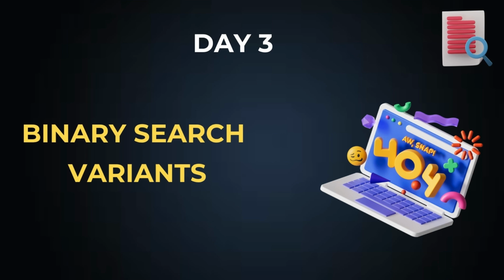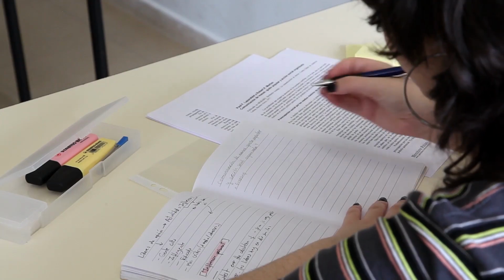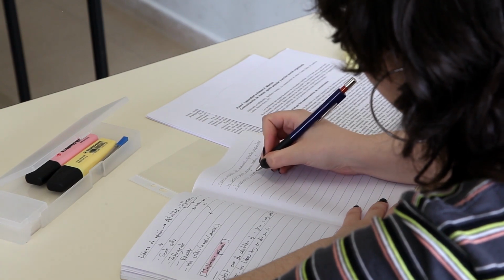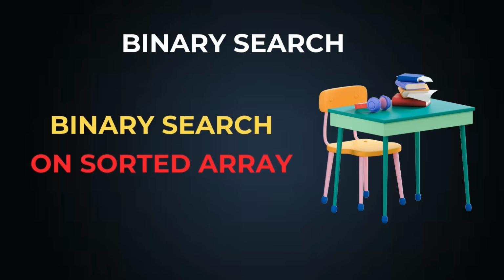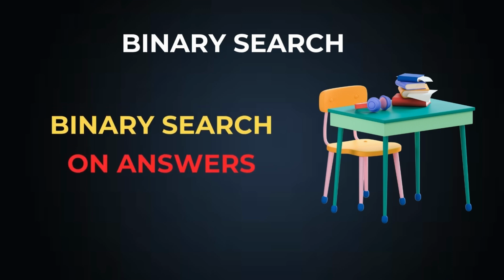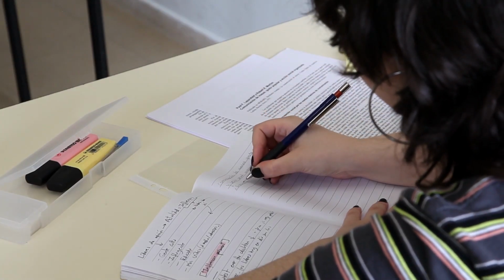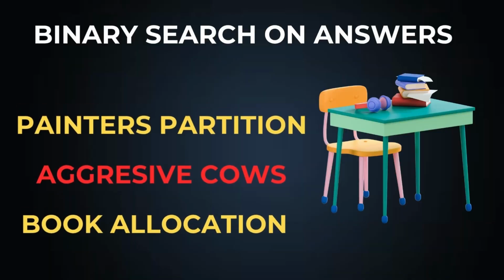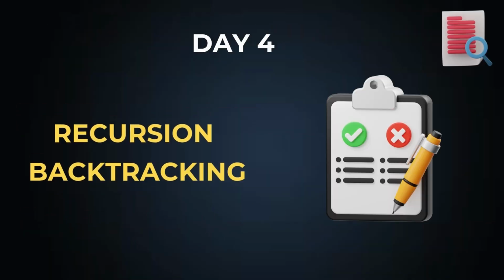Day 3, binary search. Binary search has become a lot more important nowadays, since there are frequently asked questions based on this topic. Binary search is categorized into 2 parts. The first is binary search on sorted arrays, and the second is binary search on answers. Binary search on answers is a lot more important, since it is very hard to pick that pattern and identify what to apply. To practice this, you can pick up questions like painter's partition problem, aggressive cows, and book allocations.